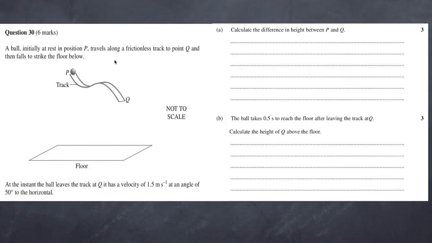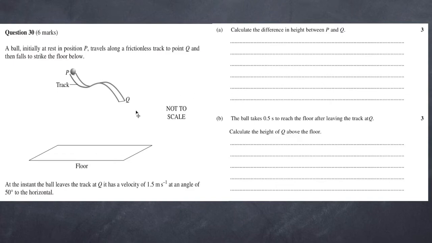Question number 30. Now we have a question where we have a ball going down a ramp and then off the edge of the ramp. This ball travels along a frictionless track, so it is actually sliding down and not rolling down, so we don't have to worry about rotational dynamics here. At the instant the ball leaves the track at Q, it has a velocity of 1.5 meters per second at an angle of 50 degrees to the horizontal.